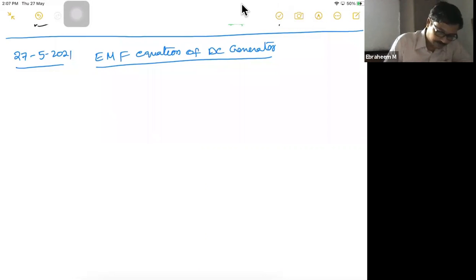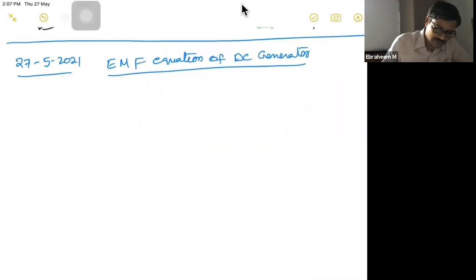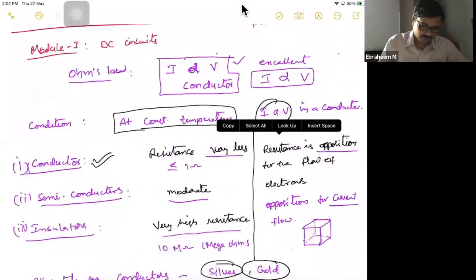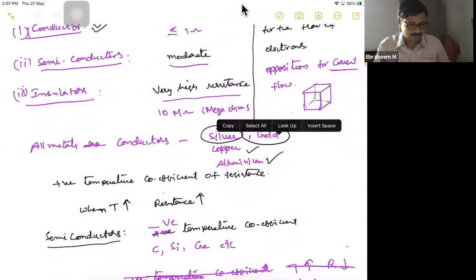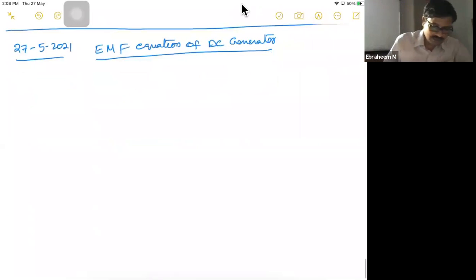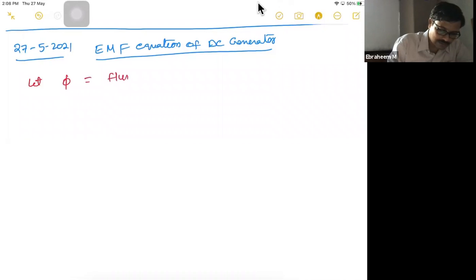In the field system, let phi be the symbol we use to denote the flux that comes out of the field poles. So phi is equal to the flux per pole in Webers. This flux is produced by the field poles.